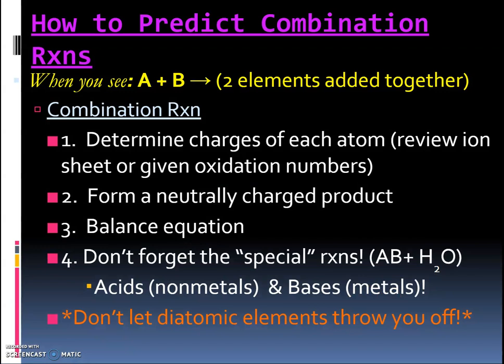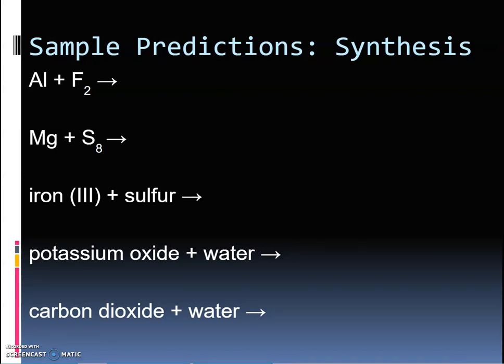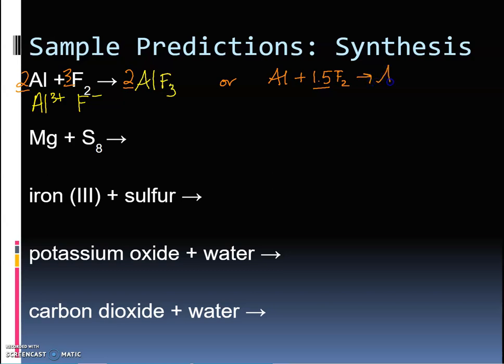Okay, so let's practice some of these together. We have Al plus F2. So what am I going to do? Al is a 3 plus. F makes a 1 minus. Notice it's not F2. And then I'm going to crisscross these to make AlF3. Then I'll balance them out. I have 2 here and 3 here, so I can put a 2, a 3, and a 2. Or yes, you could do Al plus 1.5 F2 makes AlF3. Either of those works.